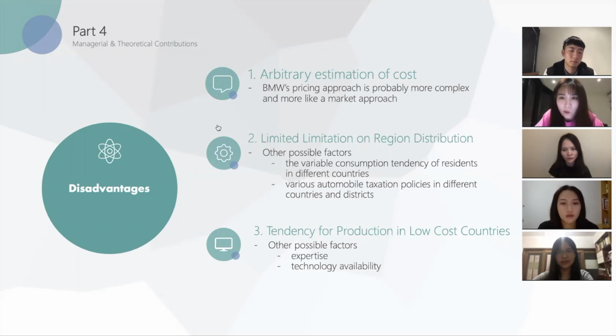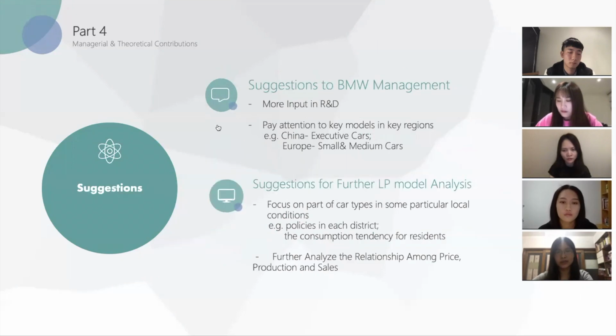We fail to consider some other possible factors when calculating region distribution, such as the different consumption tendency and taxation policies in different districts and countries. Thirdly, we fail to consider the expertise and technology factors when calculating production. So the production will tend to be concentrated in low-cost countries. Now let my partner talk about the suggestions.